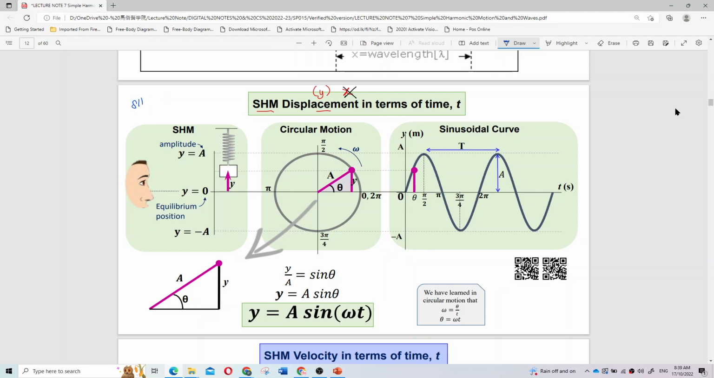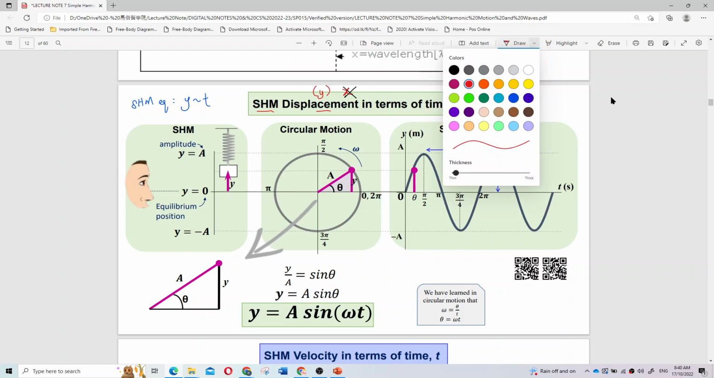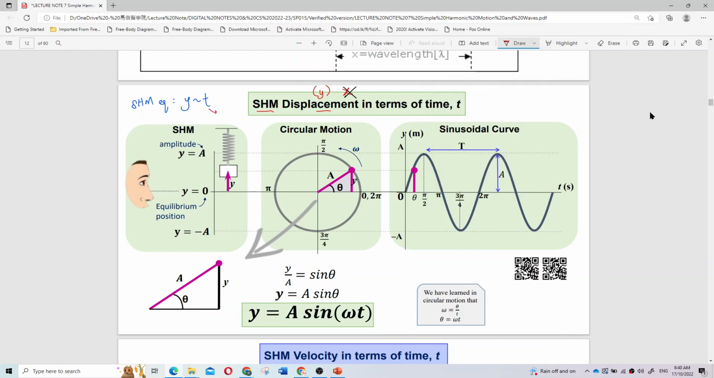We want to find the SHM equation for displacement versus time. So that means, let's say I get a time of 10 seconds. What is the displacement? If I substitute the time into the equation, I can get the displacement, maybe 25 centimeter, let's say. That's why we need an equation for displacement. So next time, if we give you a certain time, we can calculate the displacement.